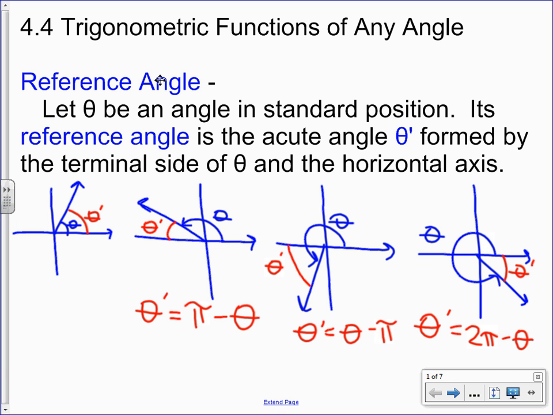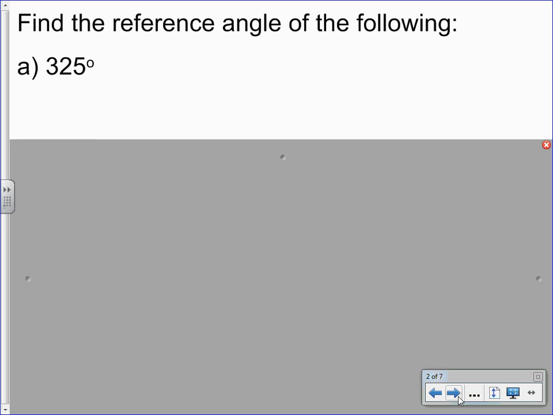It would be my suggestion that you draw the angle in standard form so you can visualize where you are and what calculation you need to make. Okay? So we're going to do 3 examples. First one, start off easy. What quadrant are we in? Okay. So here's our reference angle.